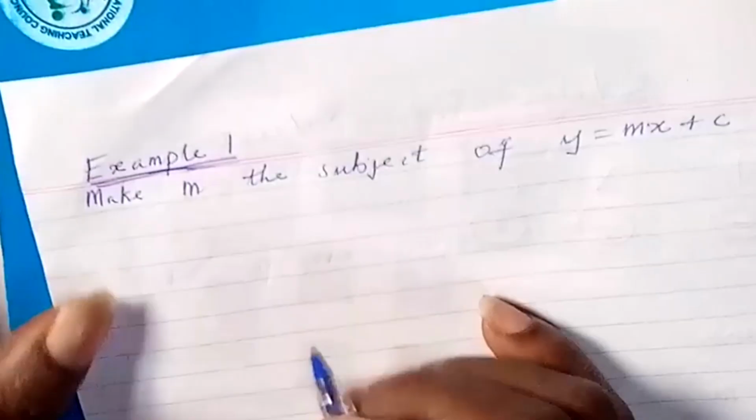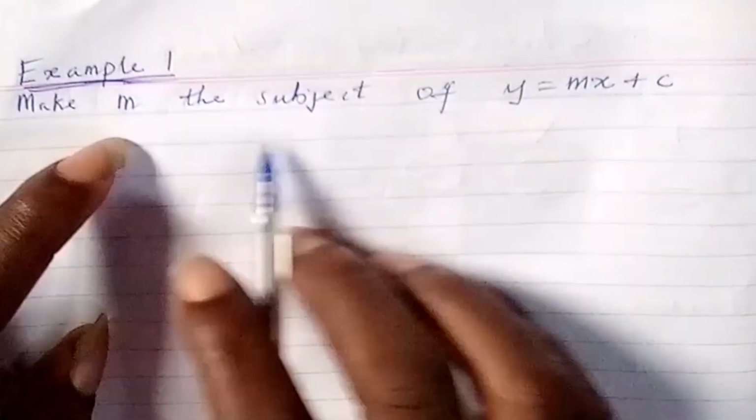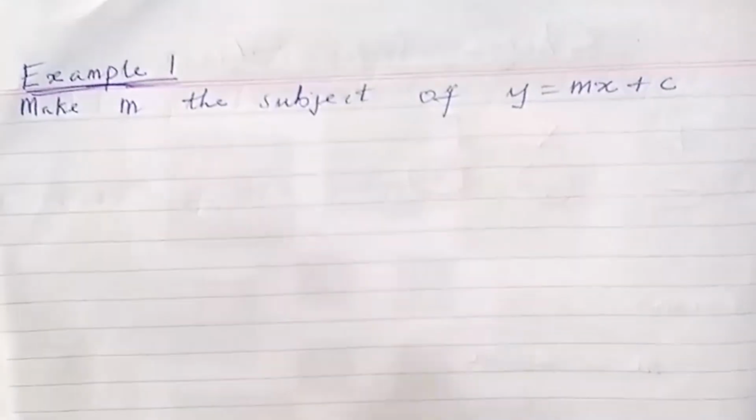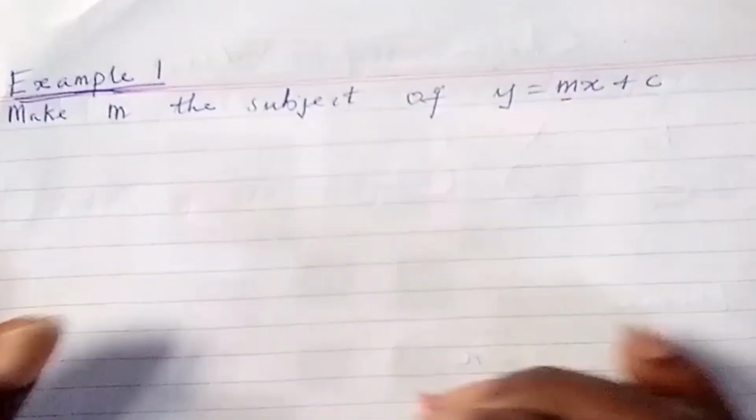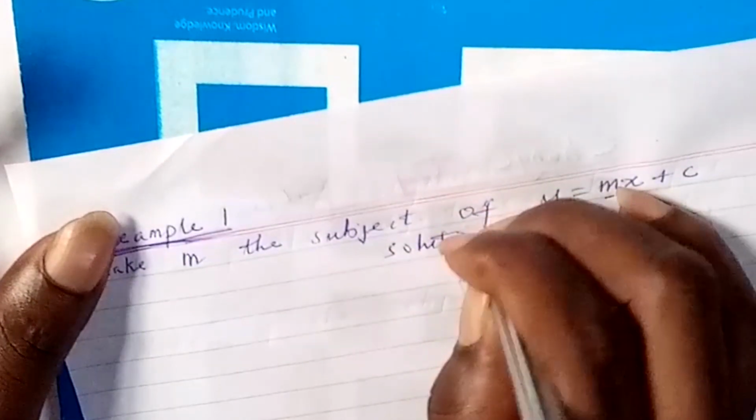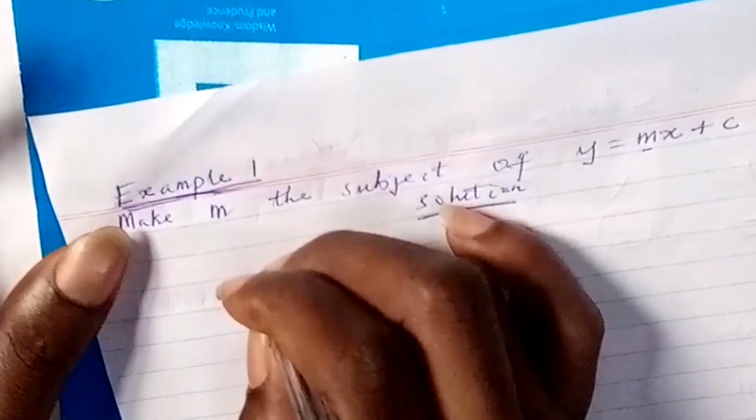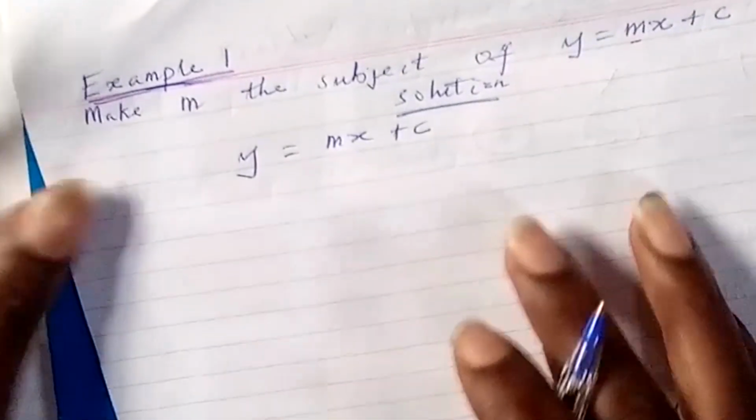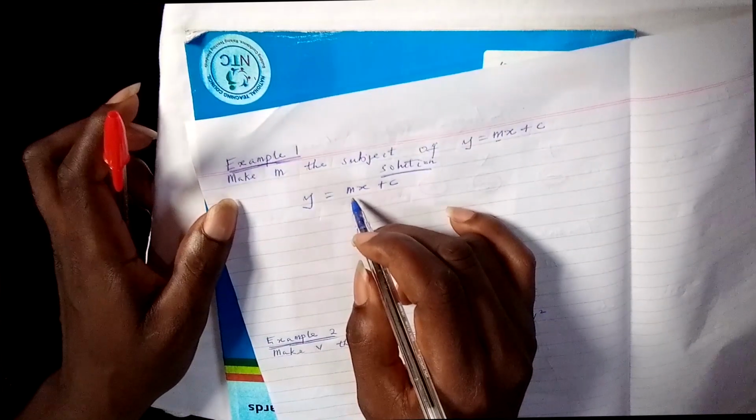So example 1, we are trying to make m the subject of y equal to mx plus c, meaning that we want to make this m the subject. So at this juncture, how can we make m the subject? We are now coming to do it. So solution. First, we write the question y equal to mx plus c. And this is the general equation of a straight line, the formula for it. So we want to make m the subject.